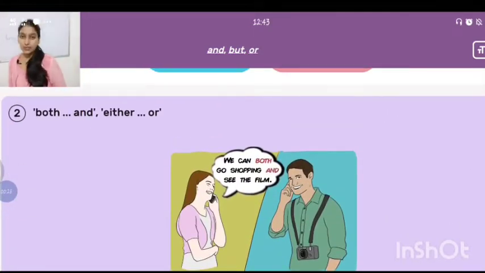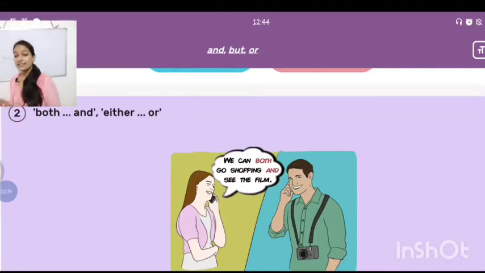Next thing that we need to see, or we are going to see, is both and either or. बोथ के साथ एंड आता है और आइदर के साथ और आता है कंपल्सरली. नाउ वी कैन सी, वी कैन बोथ गो शॉपिंग एंड सी द फिल्म. वी कैन बोथ गो शॉपिंग, सो हम दोनों काम कर सकते हैं. बोथ, वी कैन गो फॉर शॉपिंग एंड वी कैन सी द मूवी, फिल्म.